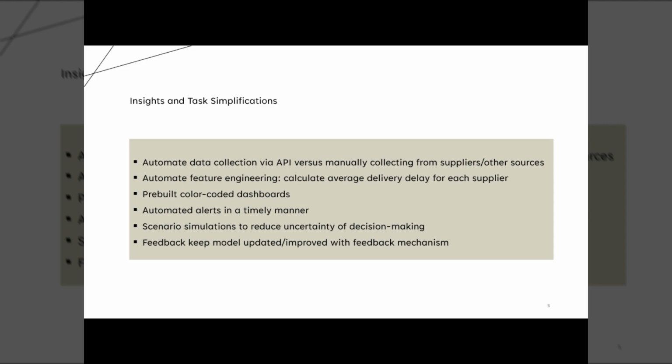On the automated data collection, to reduce the data input from a manual perspective, any type of API link would be helpful with suppliers' existing systems. Any type of automated engineering will speed up the preparation of the model by generating those key features I mentioned earlier. And then dashboards that are color coded and that can help with actions. And of course, things like a simulation of a scenario, but then also automated alerts.